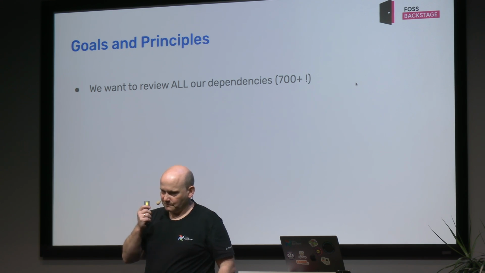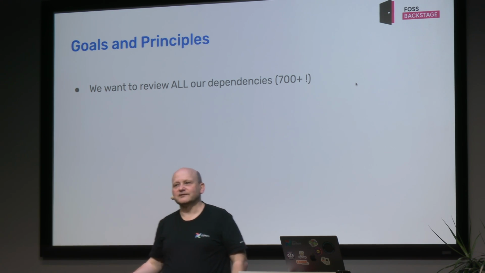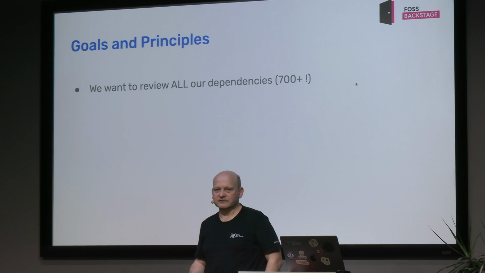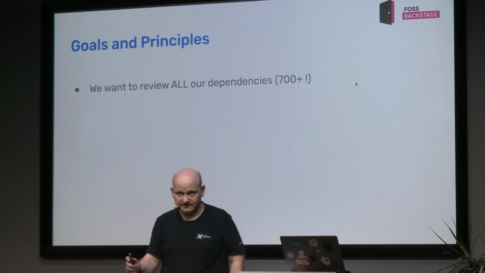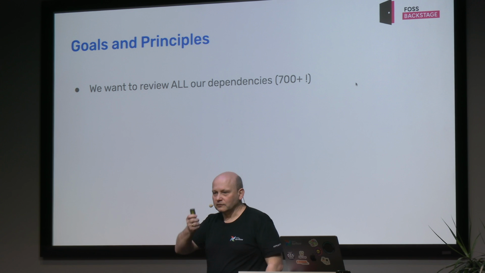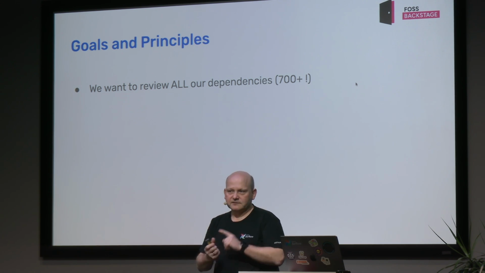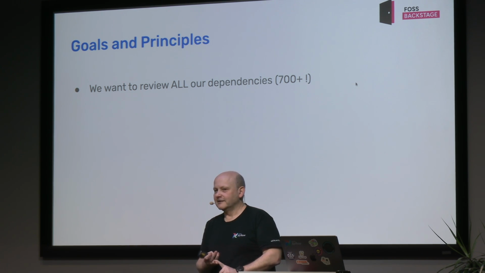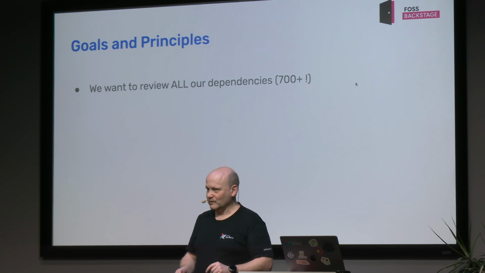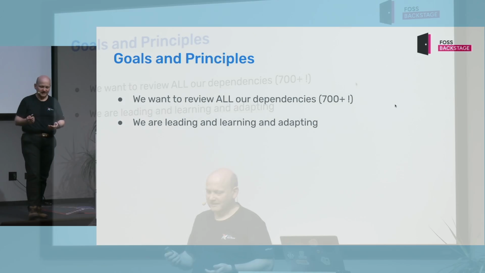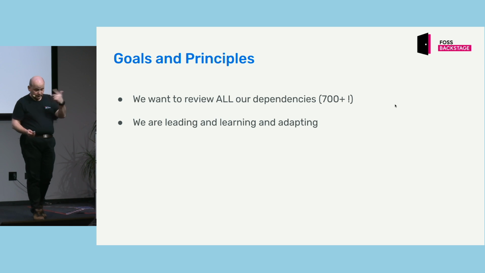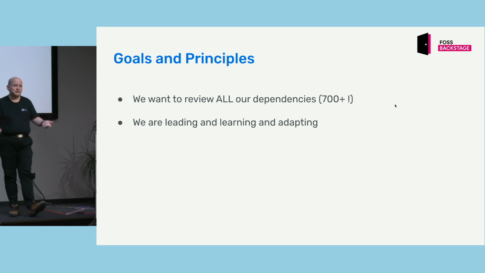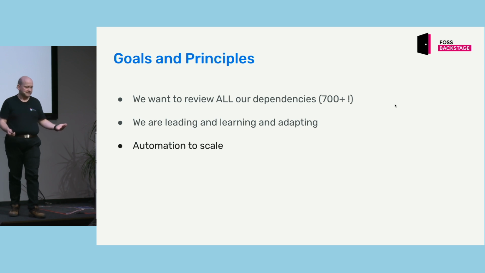So the goal is we want to review and talk to every single one of our 700 dependencies eventually. Not necessarily directly, but we want to make sure that all our dependencies have sound processes. They know how to handle security issues. They know how to respond. They have hardened CI workflows. All the stuff that we have, because we are only as secure as they are. So we decided we will lead that and learn and adapt. We have 3 years, but we have to start now, so we started.